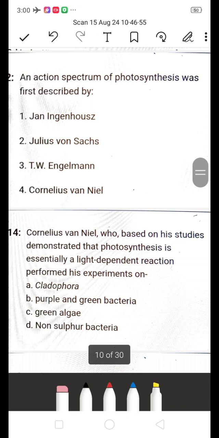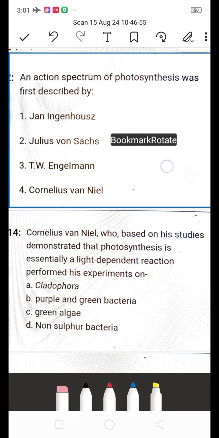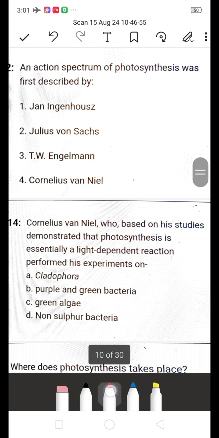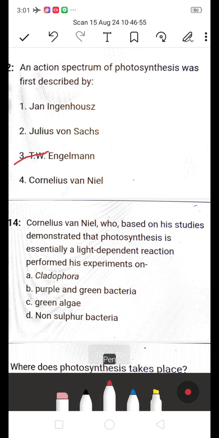Next one, an action spectrum of photosynthesis was first described by whom? Is it Jan Ingenhousz, Julius von Sachs, T.W. Engelmann, or the fourth one, Cornelius van Niel? They are asking who first described the action spectrum of photosynthesis. So the answer is T.W. Engelmann. This is the right option.